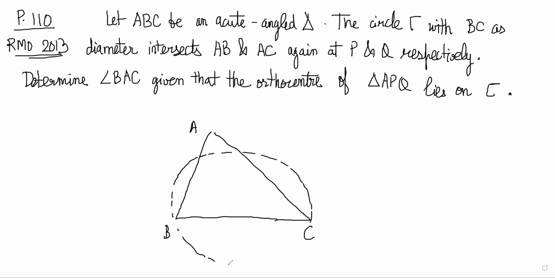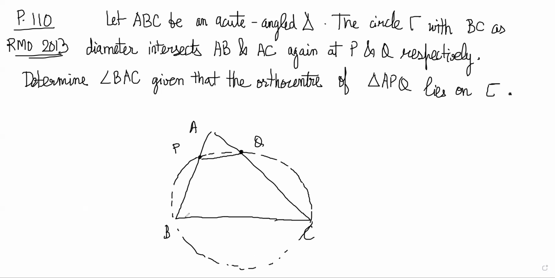Let's draw a rough circle. The figure is not accurate, but we'll just work with it. This is a circle with BC as diameter, right? And what we can say here is this circle cuts AB here at P and this here at Q. And we'll join this.